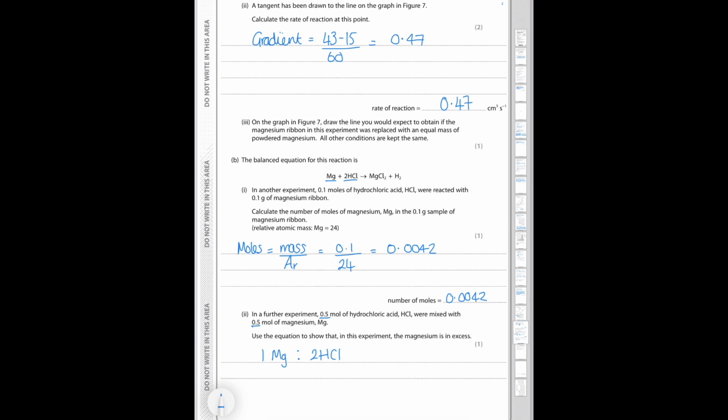So what that means is that if we have 1 mole of magnesium, looking at our information here, if we've got 0.5 moles of hydrochloric acid, we then only needed half the amount, which would be 0.25 moles of magnesium to react with our hydrochloric acid because it's a 1:2 ratio.